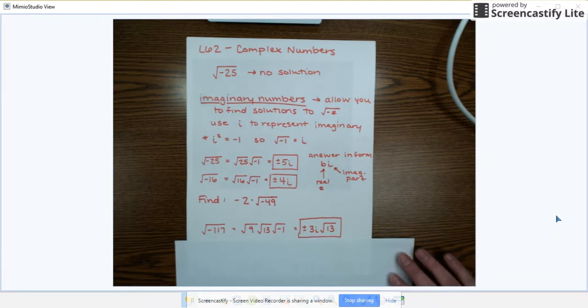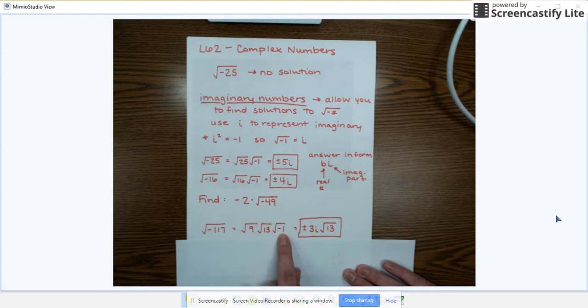We're going to look at this example. So the square root of -117. We can break this down a couple different ways. So the first thing we want to do is break it down and get rid of that -1. So pull that -1 out into its own radical. And then we're looking for perfect squares that go into 117. Well, 9 goes in. 9 times 13 would give us 117.